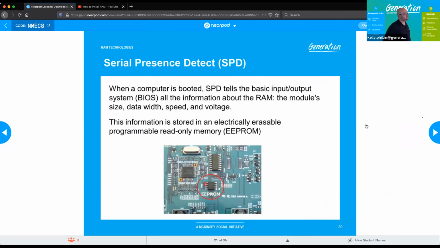SPD, or serial presence detect. When your computer boots up, the BIOS sends out a signal because everything wants to know what it's working with. This particular chip on a RAM module tells the BIOS, hey, here's what you're working with. Here's my speed, voltage, everything I got all in one place. So the BIOS knows exactly what it's working with and makes sure everything matches up and it can continue on past POST. It is a little microchip that is added on to a RAM module.